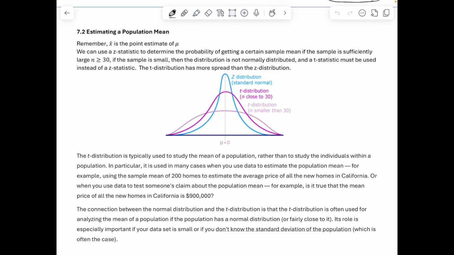This is the second video for the Chapter 7 notes. Section 7.2 is estimating a population mean. So 7.1 was dealing with proportions and 7.2 is dealing with means. So it says, remember, x bar is the point estimate of mu.